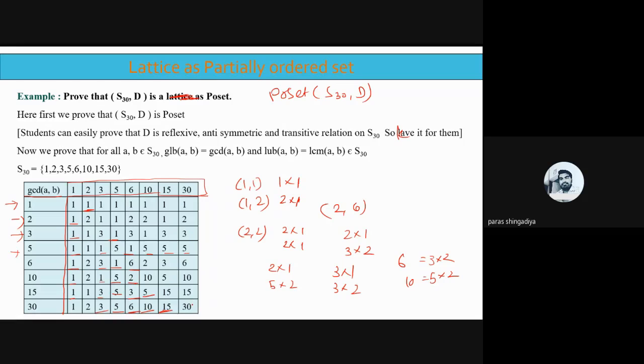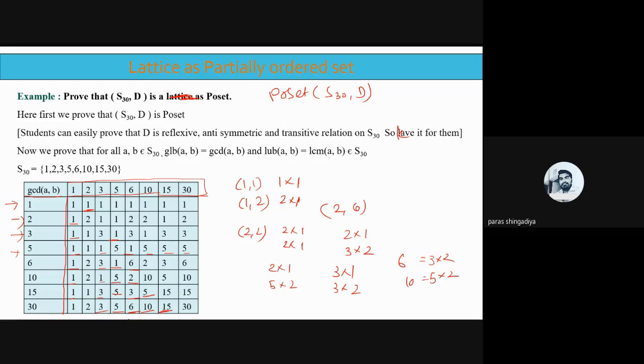And now 30 with 30, so the common divisor of 30 and 30 will be 30, which is the greatest, okay. So this way we can derive the GCD of all such possible pairs A, B belonging to S30.